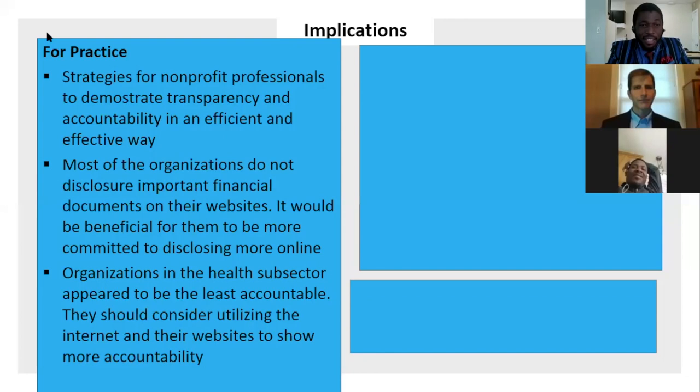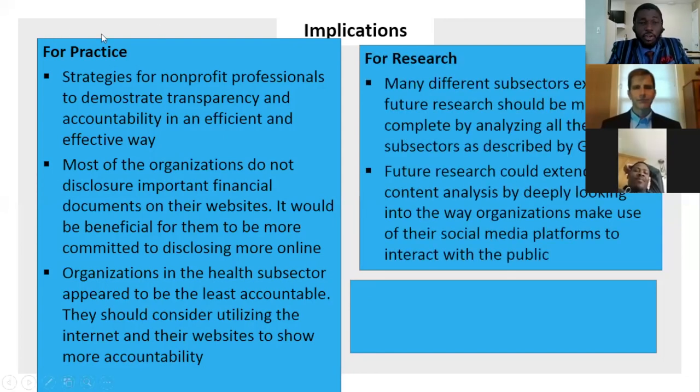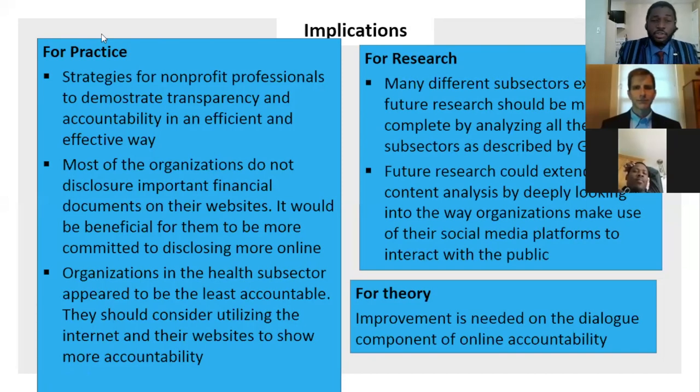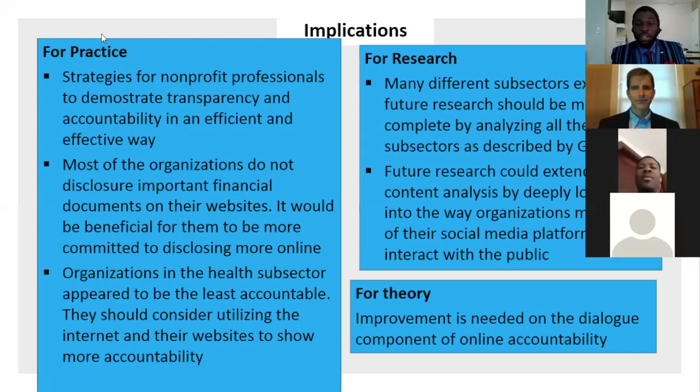And a second implication for practice was that most of the nonprofit organizations do not disclose important financial documents online. And there's an explanation to that. There are other platforms for nonprofit organizations in the United States to disclose that financial information online. We have, for example, GuideStar. This might be the explanation why most of the organizations think that it's not necessary for them to do that on their website. But not everybody is aware of the existence of a platform called GuideStar. So I think it would be good for nonprofit organizations to also disclose this important information on their website, so that when people need information, they can rapidly go on their website and have access to it.